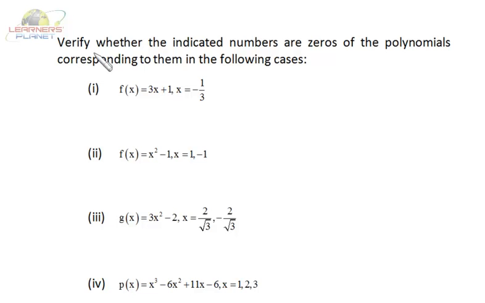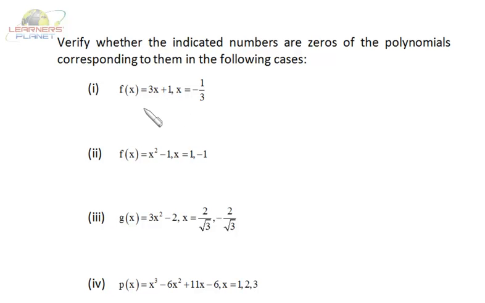Now in this question, we have to verify whether the indicated numbers are zeros or roots of the polynomials corresponding to them or not. Okay, so we have already discussed factor theorem and remainder theorem. So suppose I take question number 1, it is fx is equal to 3x plus 1 and I have to find out whether x is equal to minus 3 is a factor of this polynomial, or x is equal to minus 1 by 3 is 0 or root of this polynomial or not.